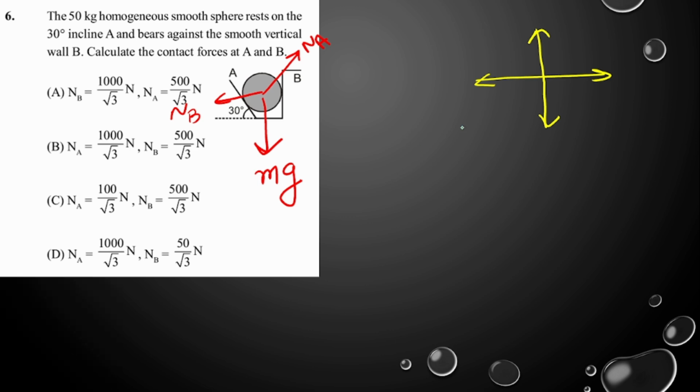And mg is in this direction. This is NB, this is NA, and this angle is 30. See how this NA is making angle 90 with the plane, making the angle 90 with the plane.